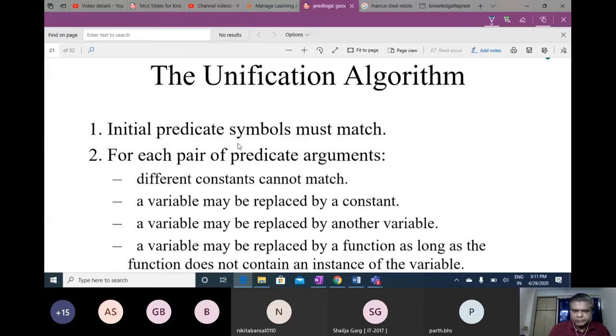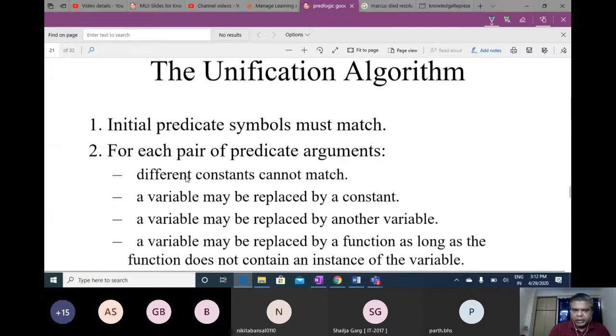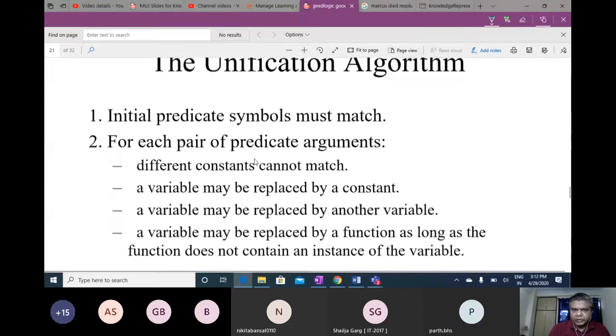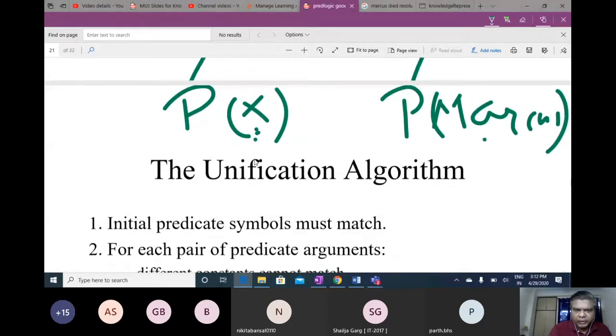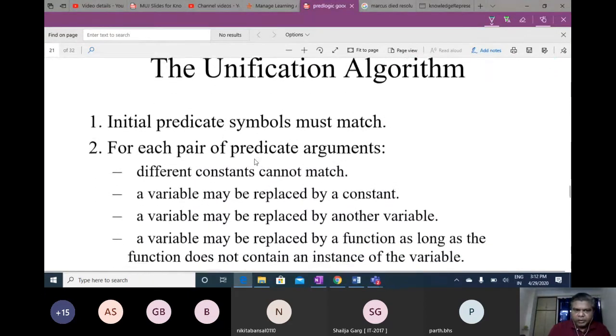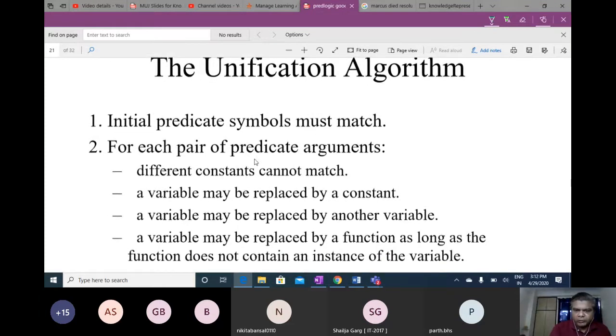So what it does, it initially compares predicate symbols. If they match, then it continues, and for each pair of predicate arguments, if both of them are different constants, suppose it was P Caesar in place of X. So P Caesar and P Marcus cannot match because Marcus and Caesar are not the same. Both of them are constants and they cannot be matched. So for each argument, it compares.